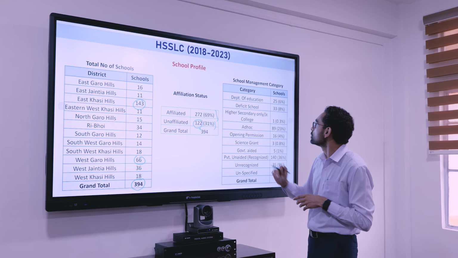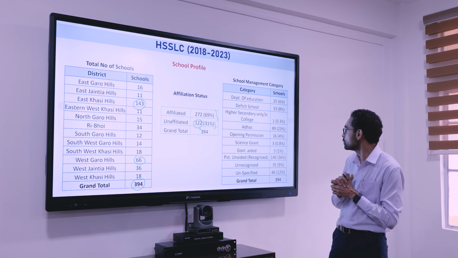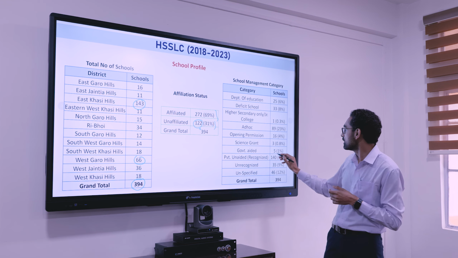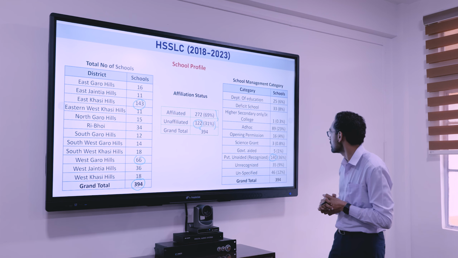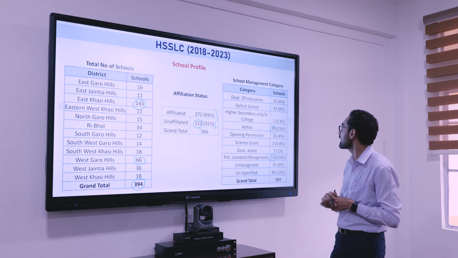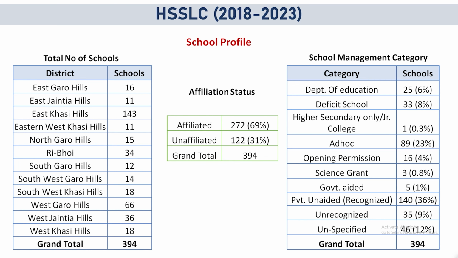a very small number. Here also we have different kinds of school categories. And if you see, the maximum is again 140, which is from the private schools, the unaided schools. After that, we have the ad hoc schools, which are 89 in number and form 23%. And then small categories, a total of 394 schools.